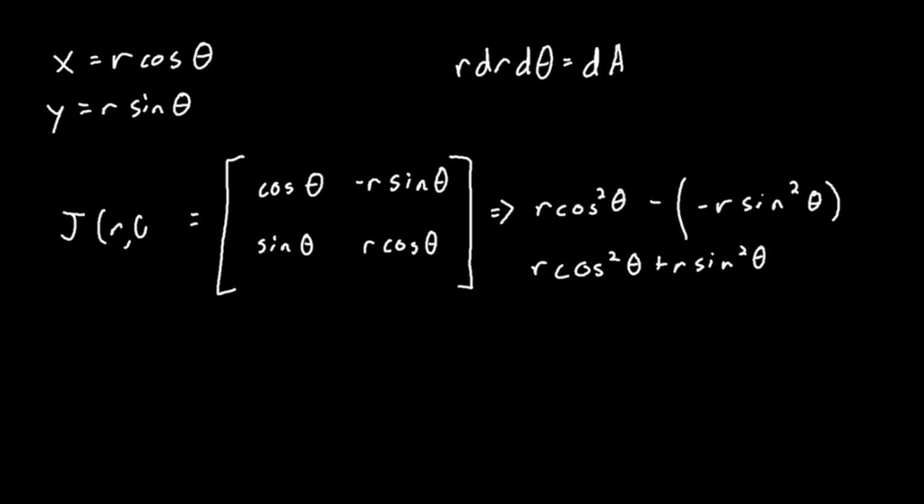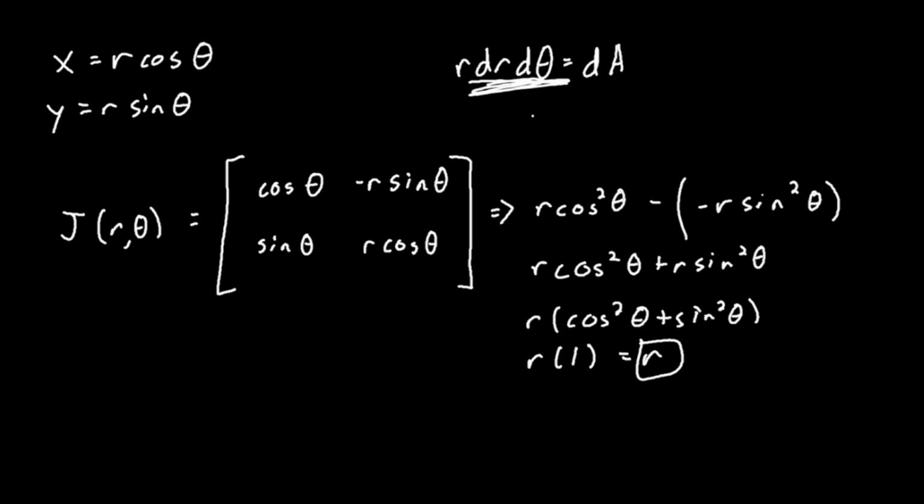And I'll actually show you that work real quick. You factor out r, you get cosine squared theta plus sine squared theta, which is just r times 1, which is equal to r. And this right here is your Jacobian, and whatever you get whenever you solve your Jacobian, it's just multiplied by your area or line elements, or whatever these are. These are called differentials, I think.